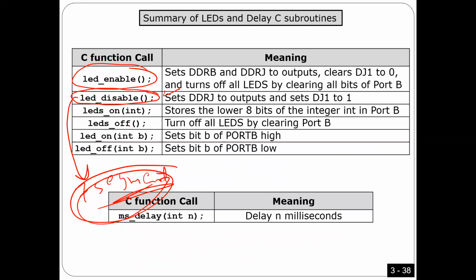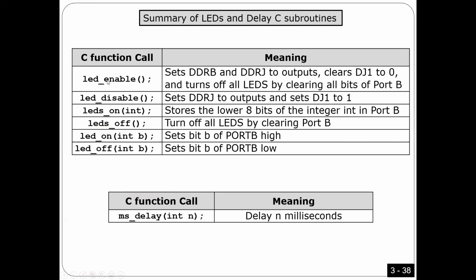Also, we have LED on. I have LED off. That's what I explained. You have to put here which LED, which one. So you have to put here a number from 0 to 7 to tell me which one you want to turn on, which one you want to turn off. Also, we have here 2 more functions. Okay. For sure, we have this function for a delay.